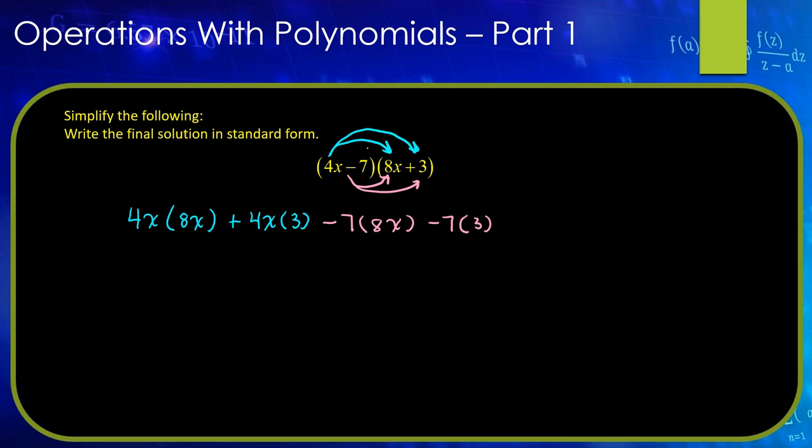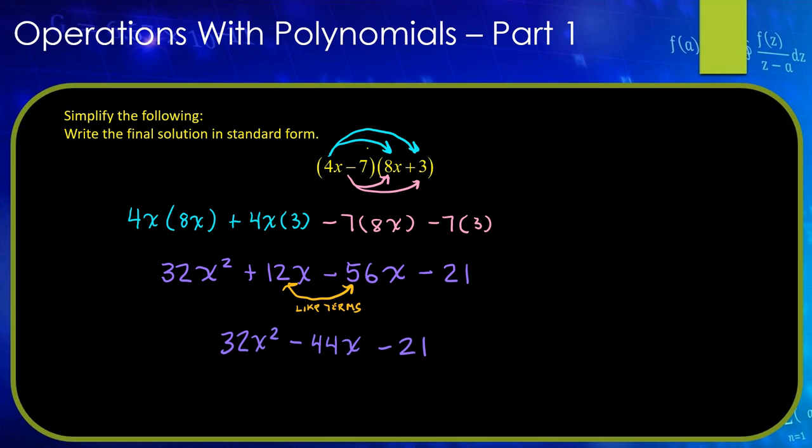And so I would work out each one of these, so I would do the multiplications. 4x times 8x is 32x squared, 4x times 3 is 12x. A negative 7 times 8x is a minus 56x, and a negative 7 times 3 is a minus 21. I now look to combine any like terms, which I do have two, and oftentimes when you do a lot of this process, you are going to have some like terms towards the middle. So 12x minus 56x would give me a minus 44x. So the final answer is 32x squared minus 44x minus 21.